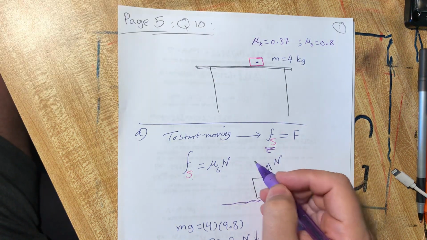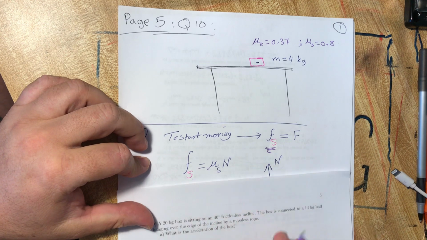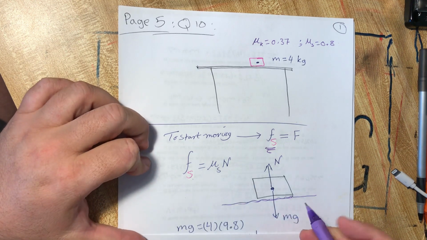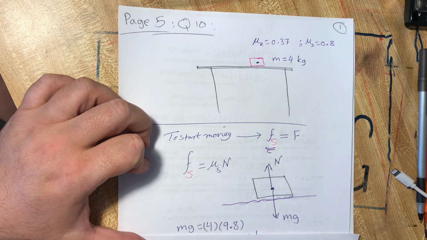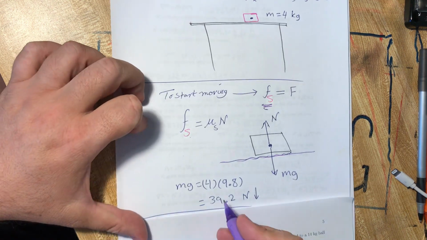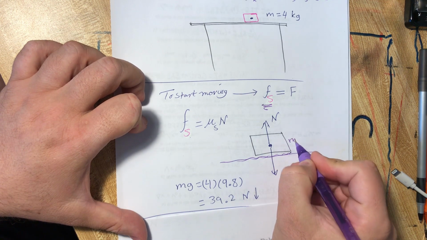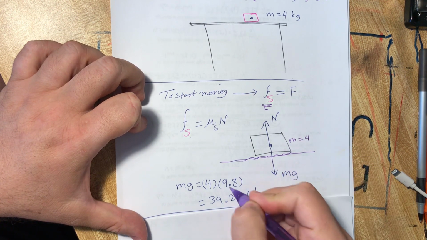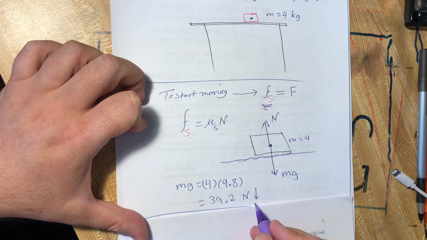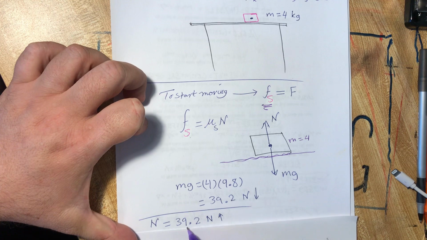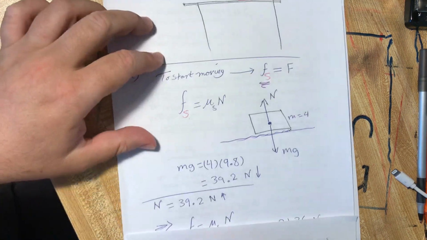In this case, the stationary friction force is equal to mu s multiplied by the normal force. The normal force is equal to the weight, but in the opposite direction. The weight is 4 multiplied by g, which will be 39.2 newtons downward. So the normal force is the same value but upward, which is 39.2.